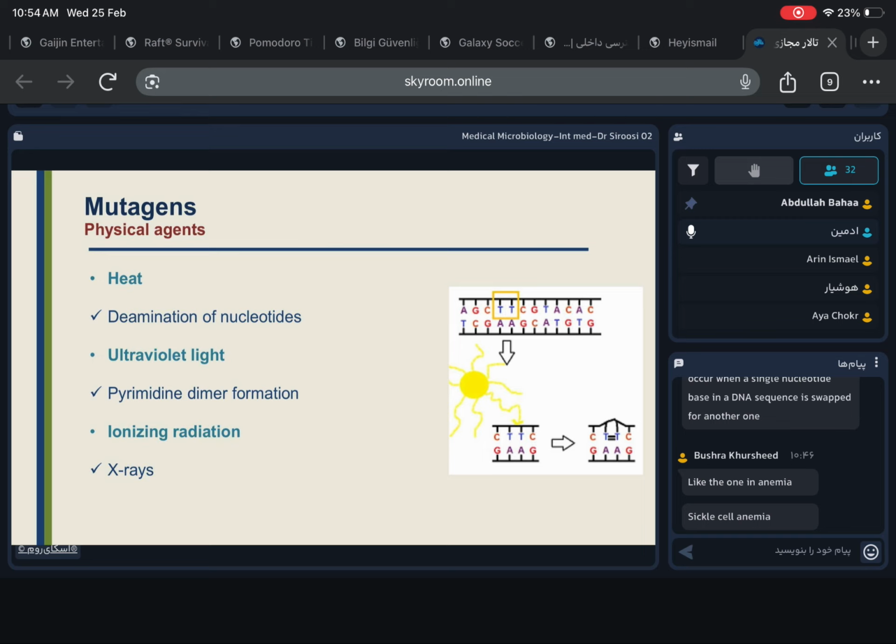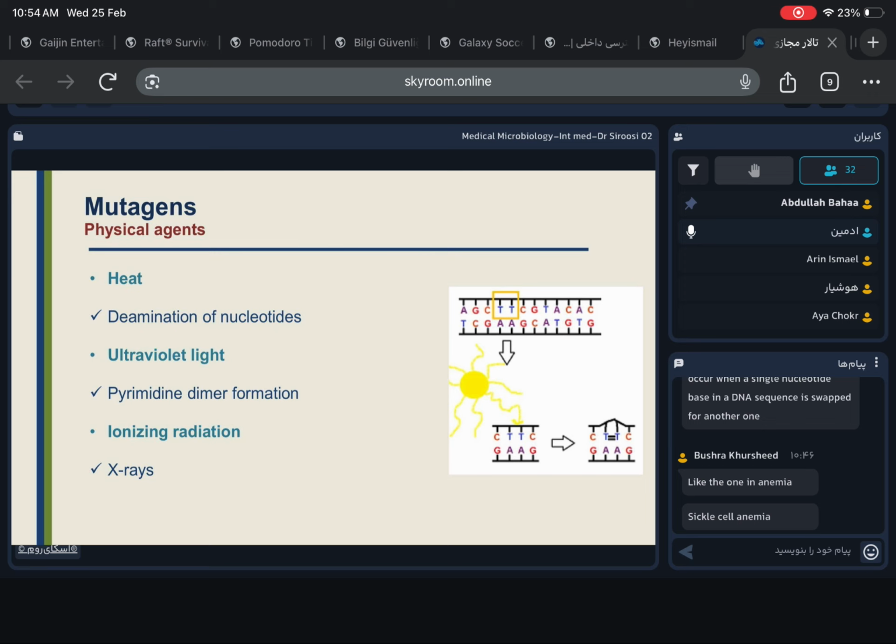In this slide, I'm going to talk to you about the physical mutagens, which are heat, ultraviolet light, and also ionizing radiation. Heat actually promotes the deamination of nucleotides. Ultraviolet radiation actually induces pyrimidine dimer formation. Take a look at the image that you see in this slide.